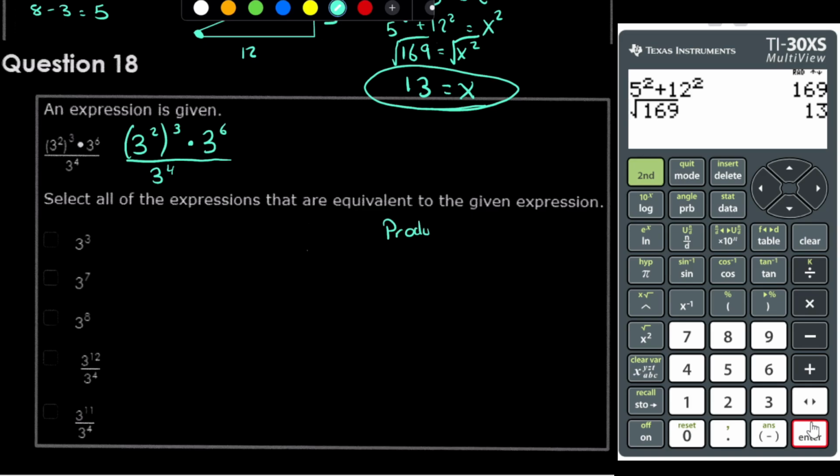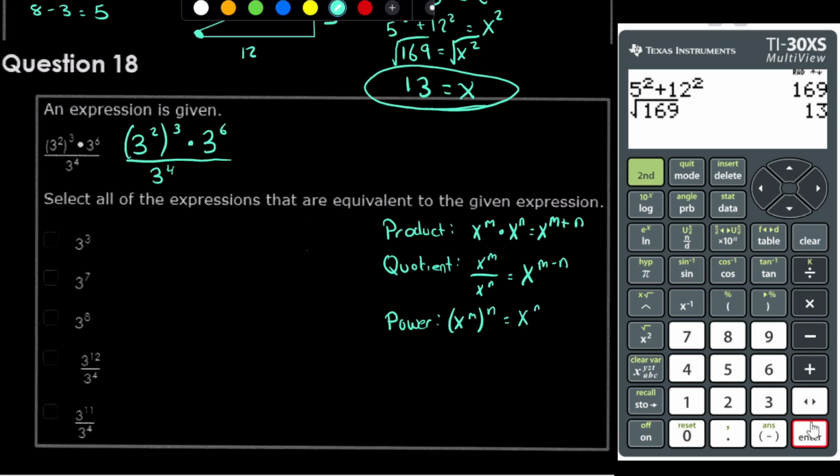You have the product rule, which is x to the m times x to the n is equal to x to the m plus n. You have the quotient rule, which is x to the m divided by x to the n equals x to the m minus n. And you have the power rule, which is x to the m raised to the n is equal to x to the m times n. Think distribution for this one.